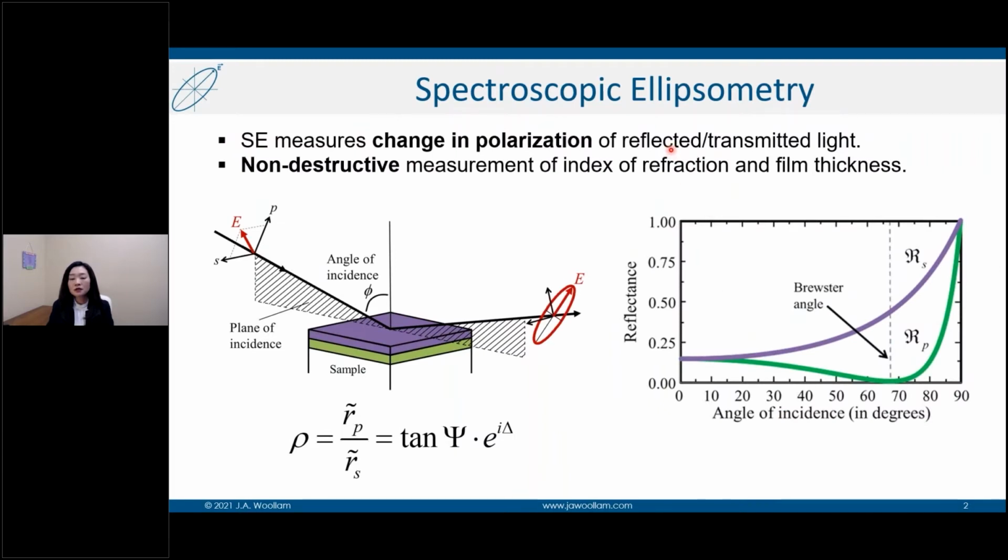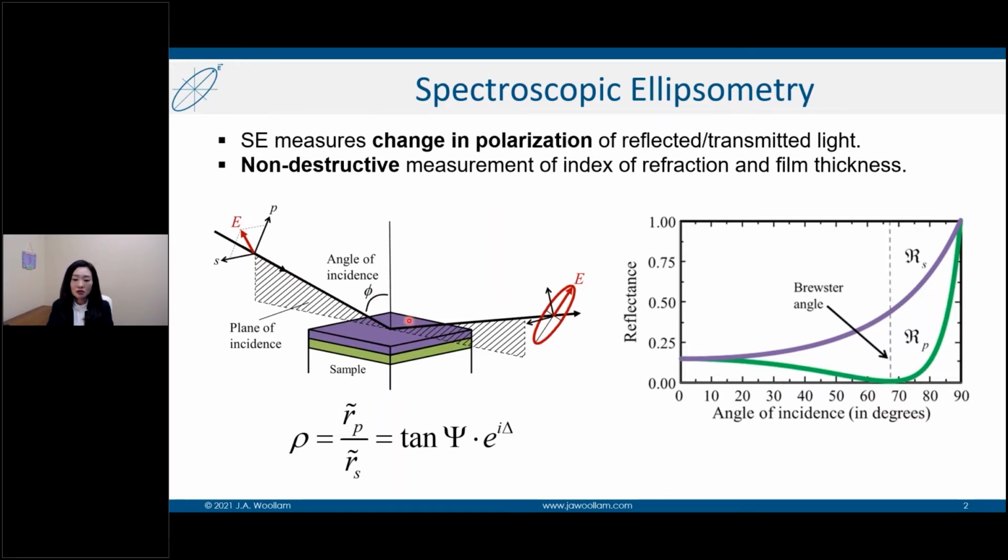Let me start with spectroscopic ellipsometry basics and what sample properties it can measure. Unlike intensity-based optical metrology tools, spectroscopic ellipsometry measures the change in polarization of reflected or transmitted light. It is a non-destructive measurement technique for index of refraction and film thickness measurement.